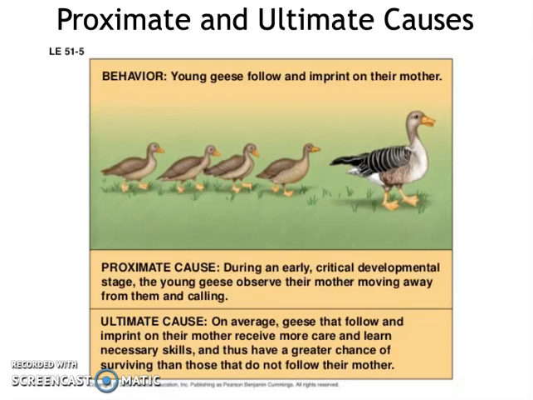Alternatively, we can discuss the ultimate cause. Ultimate causes are the evolutionary reason for behavior, tying our previous lessons on evolution to our current lessons on ecology. When we ask about the evolutionary reason for behavior, remember we're really focusing on natural selection here. So the main focus is reproduction.